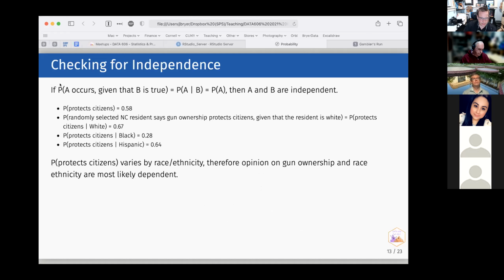So this is true, right? If the probability of A given that B is true is equal to the probability of A, then they are independent. The probability of A in this situation is 0.58, and the probability of A given B, we can pick any of these. A is that guns protect citizens. So given white, not equal. Given black, not equal. Given Hispanic, not equal, right? So we would conclude that these two responses are not independent.